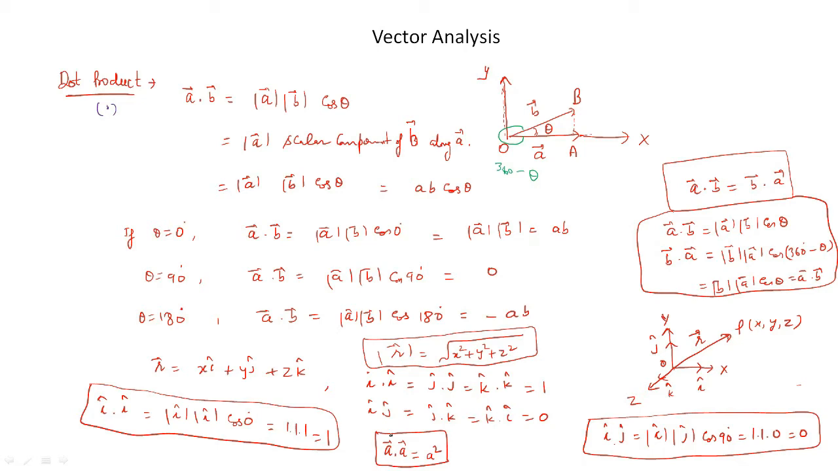Now there is a vector A and there is another vector A, then it is called the self product, as we write A dot A, and it will be equal to A square.